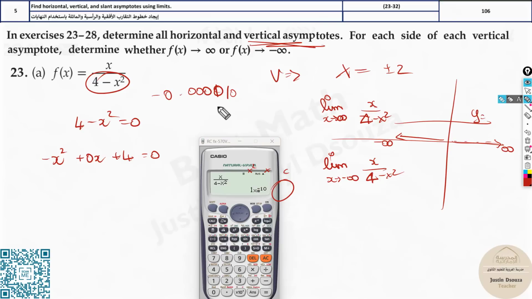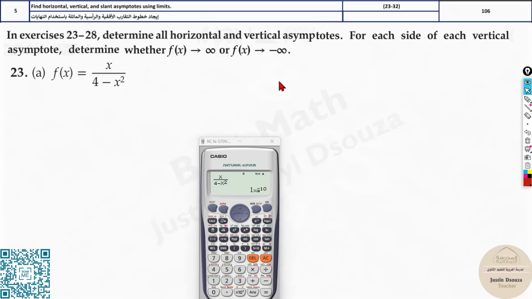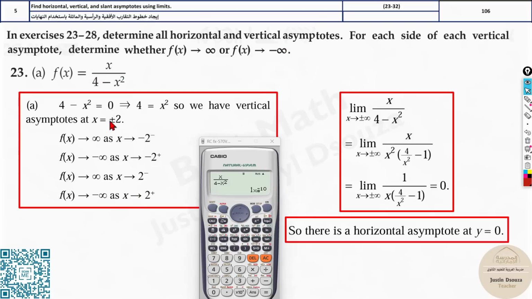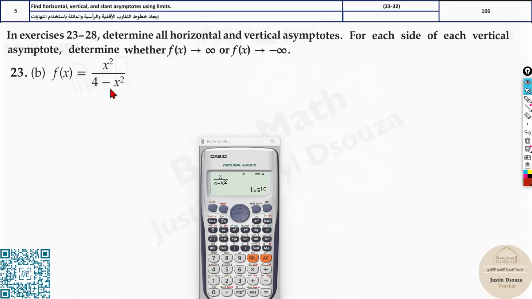So we can directly say from this, the horizontal asymptote y will be equal to 0. That's the answer. Horizontal asymptote is 0, vertical asymptote is plus or minus 2. Let's look over here. You can see here it's plus or minus 2 and 0. Because it's in the electronic part, directly do it in calculator. That's it. Now, denominator is same as the previous, only the numerator has changed.